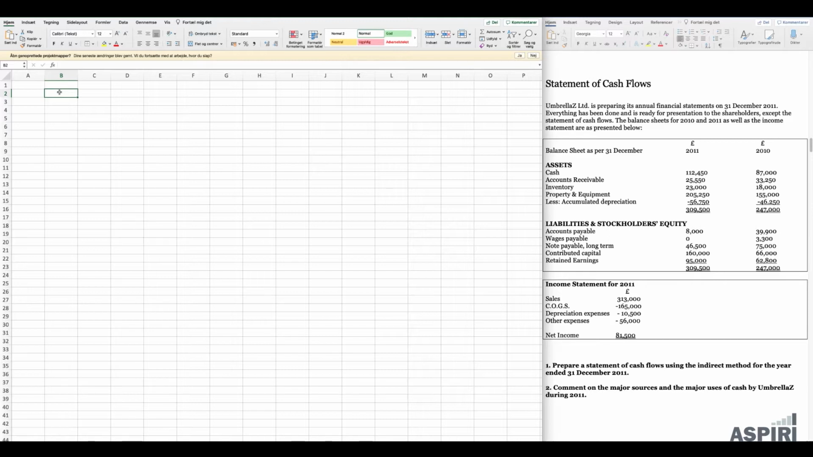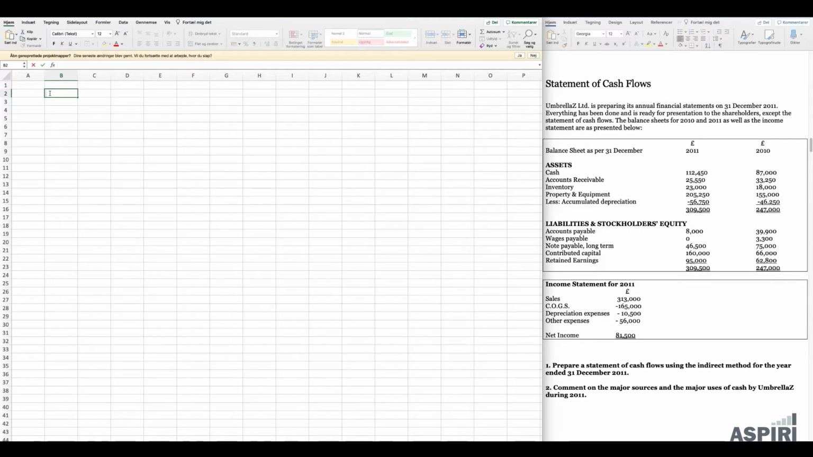In this exercise, after a brief theory introduction, we'll show how exactly we do it based on the information we're given. It is worth noting that there are a few different ways of preparing a statement of cash flows, but the way that you should know how to do it is using what we call the indirect method. The reason it's called the indirect method is because we're basing it on indirect information, in that we're basing it on two balance sheets and an income statement.